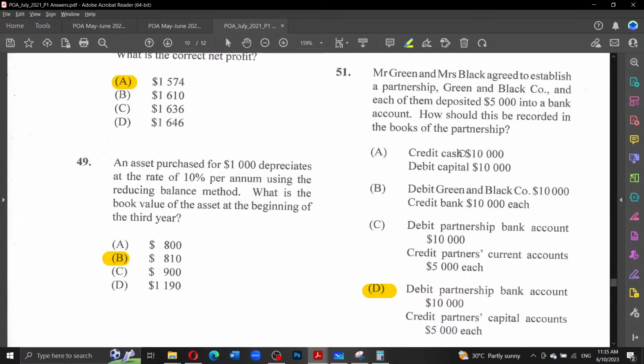So credit cash, this is not correct. Debit, alright. No, the bank is increasing. Debit partnership bank account, this is correct, but you're not using the current account, you're using the capital account. The capital account deals with the amount that they invest in the business, and the current account deals with the different transactions that occur during the year.